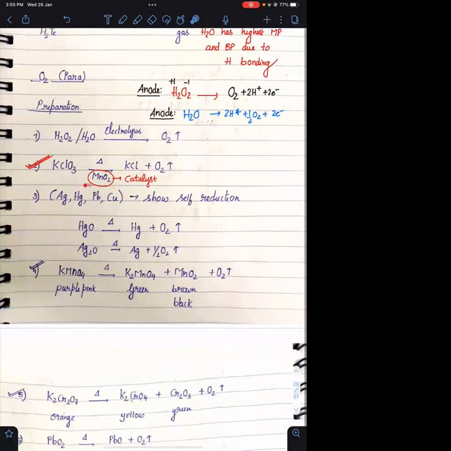Next, the elements that can show self reduction. In metallurgy we have studied self reduction. Remember? If you have lead oxide, or if you have lead sulfide, whenever it reacts with PbO, self reduction converts it into Pb plus SO2. Else Cu2S, for copper pyrites: first we treat that with O2, which converts it into copper oxide. That same copper oxide reacts again with Cu2S, undergoing self reduction, and it converts into Cu.